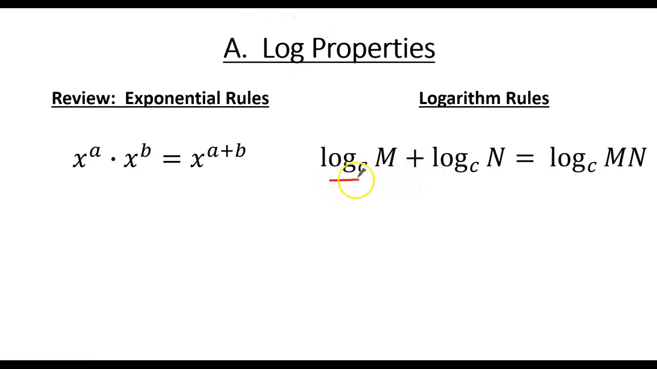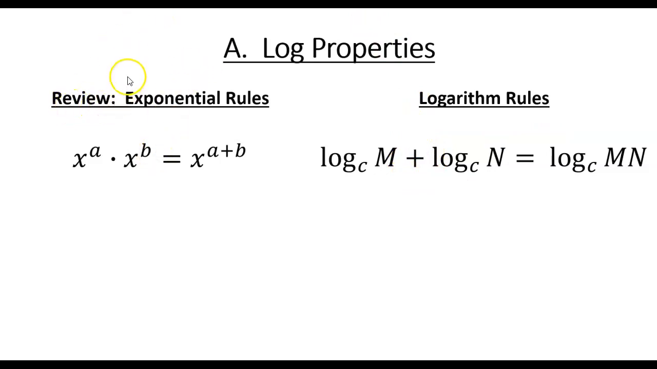As you can see, we have two logs that are being added. I have log base c of m plus log base c of n. And over here, we can rewrite it as one log where the m and the n are being multiplied. So multiplication goes with addition. Multiplication goes with addition. Okay? And so the point here is that if you have two logs, you can put them together as one log if you take their arguments and multiply them together. That works if you are adding. So it matches the rule about exponents.